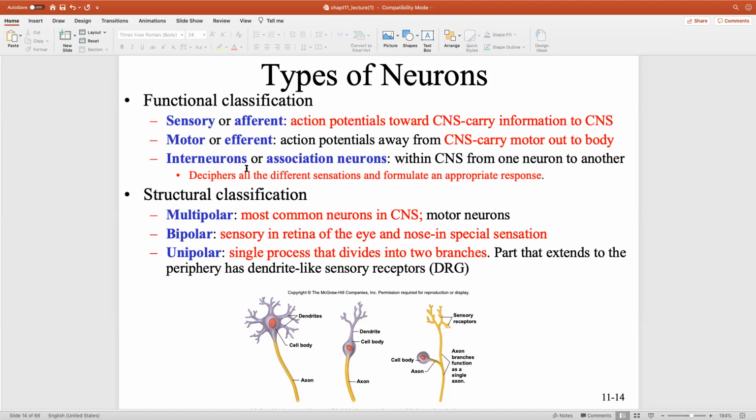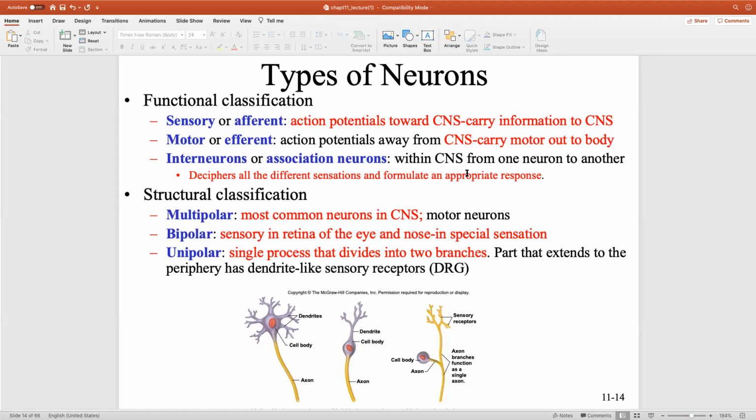Then the most important one and the most common ones are these interneurons. Interneurons are what we kind of associate with the brain. The thinking, the memory, the processing. That's interneurons' function. Its main purpose is to decipher all the different sensations coming in and then formulate an appropriate response to it. Perfect, right? It's the one that interprets and then figures out an appropriate response for that situation.